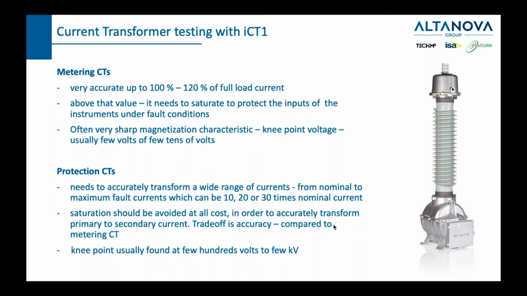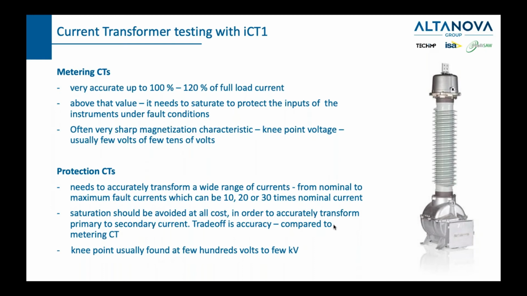On the other side, protection CTs need to accurately transform a wide range of currents, from nominal or less to maximum fault currents, which can be 10, 20, or even 30 times your nominal current. So saturation should be avoided at all costs in order to accurately transform primary to a secondary current, and the trade-off, unfortunately, is accuracy compared to metering CTs.